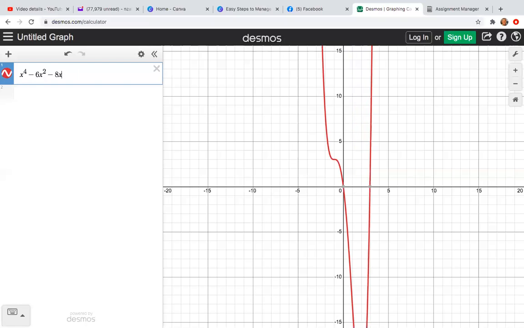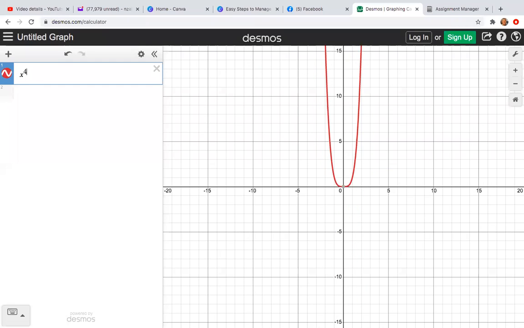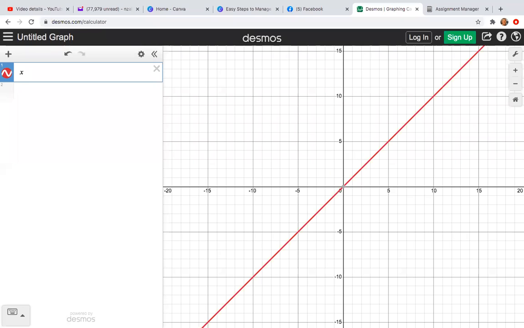That's how powerful these graphing calculators are. Okay, so let me go ahead and go to another one, guys. This was the second one we did, and the second one we did was x to the 4th.